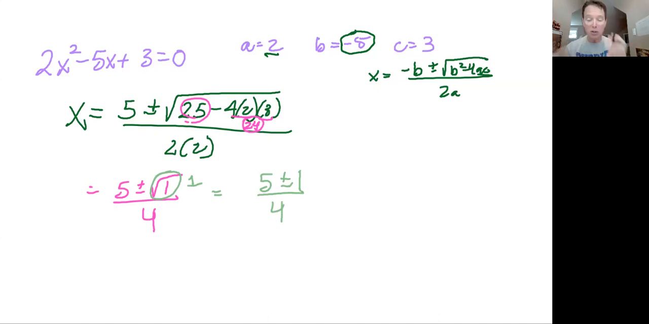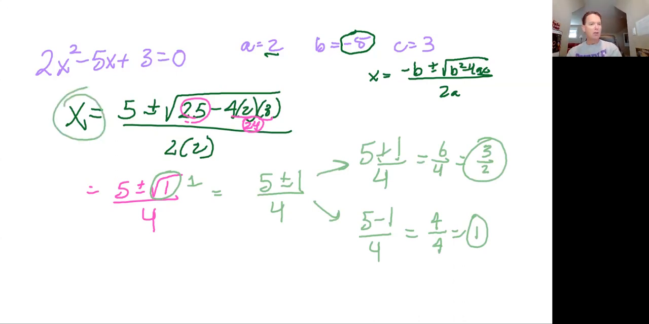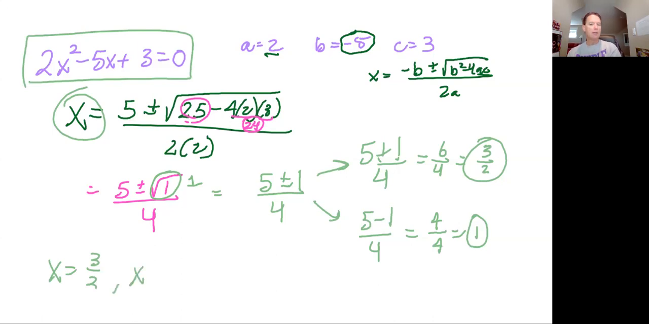So how do we tackle that? Well, we do both versions. We do 5 plus 1 over 4, and we do 5 minus 1 over 4. Now 5 plus 1 over 4 is 6 over 4, which reduces to 3/2. And 5 minus 1 over 4 is 4 over 4, which reduces to 1. So the solutions to this quadratic equation are x equals 3/2 and x equals 1.